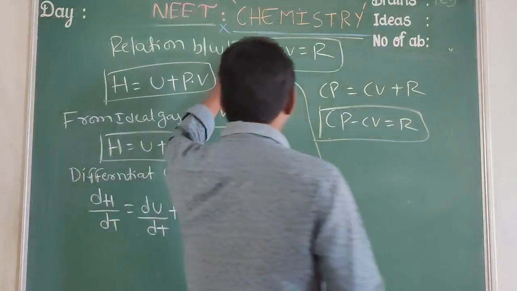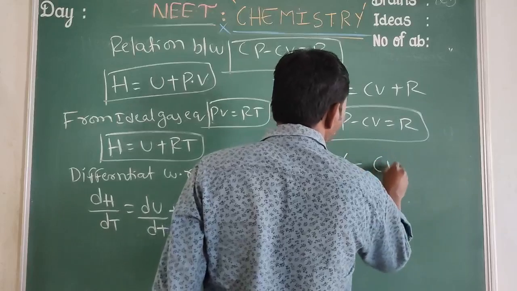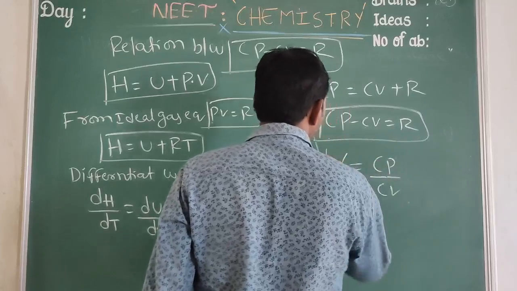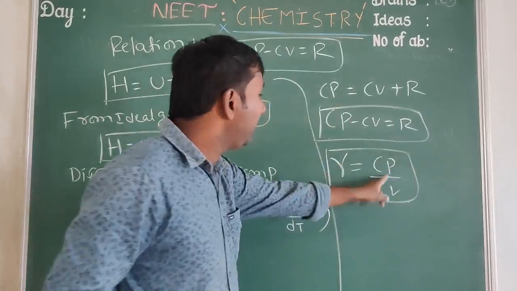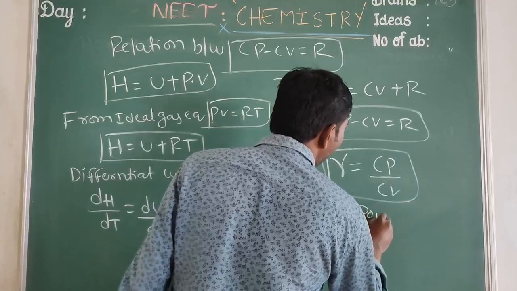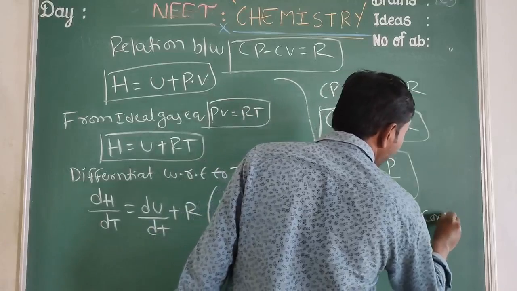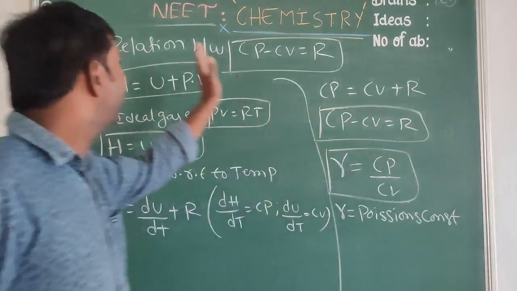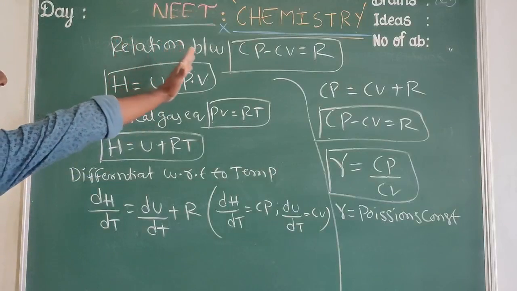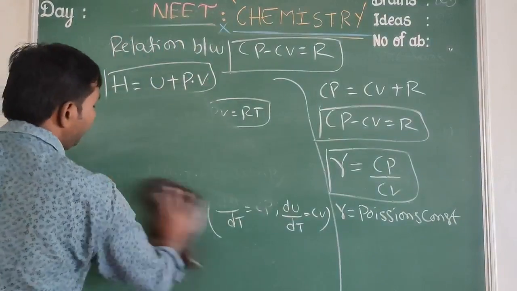Here another constant is gamma. Gamma equals Cp by Cv. Here gamma means Poisson's constant. This is the relation between Cp and Cv: Cp minus Cv equals R.